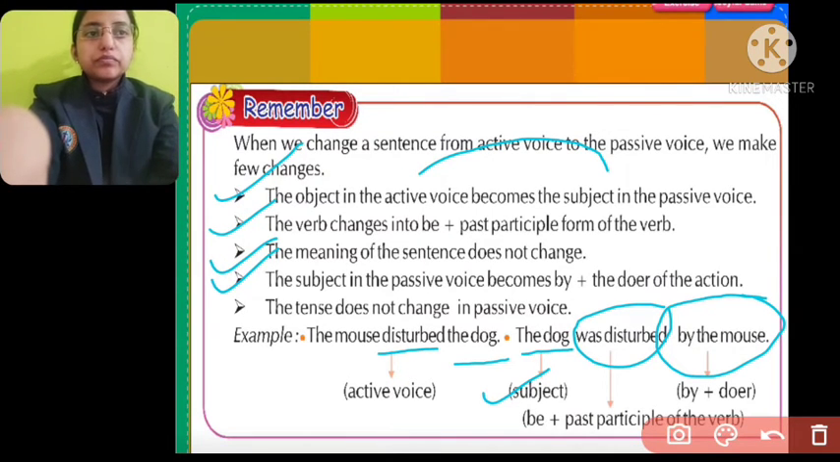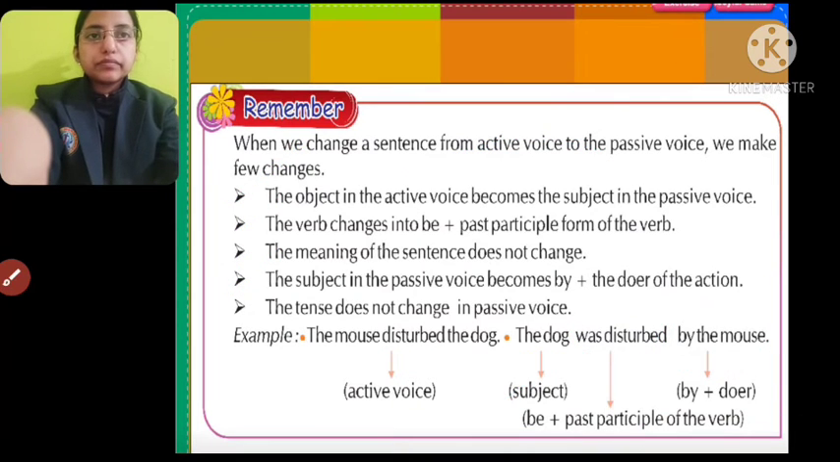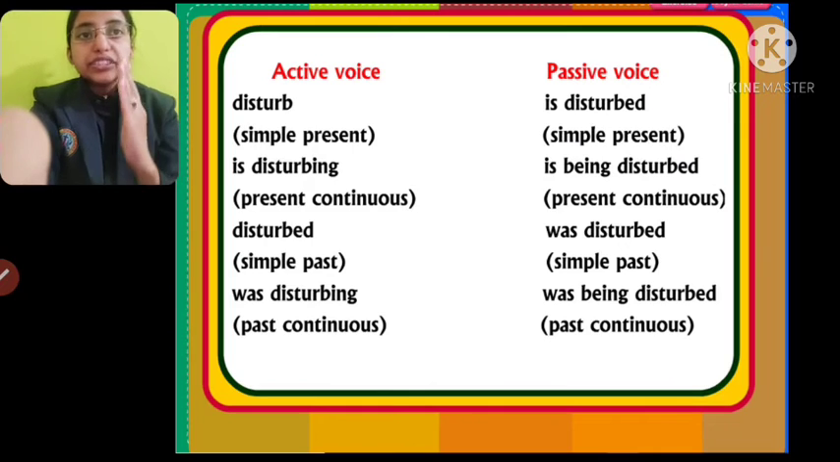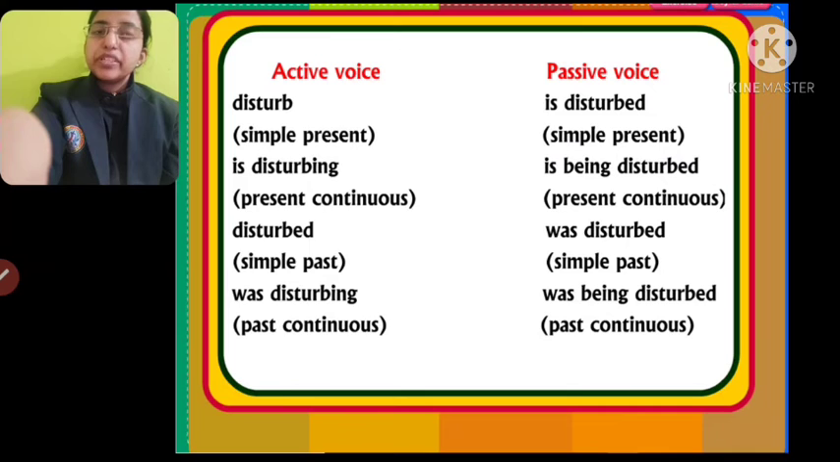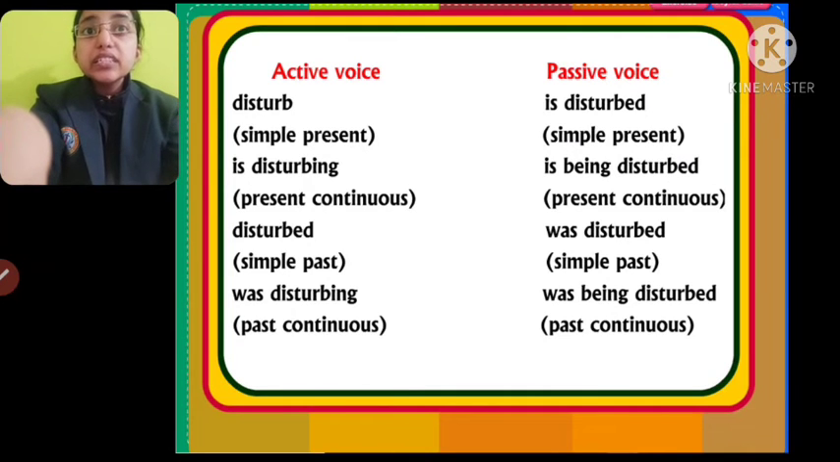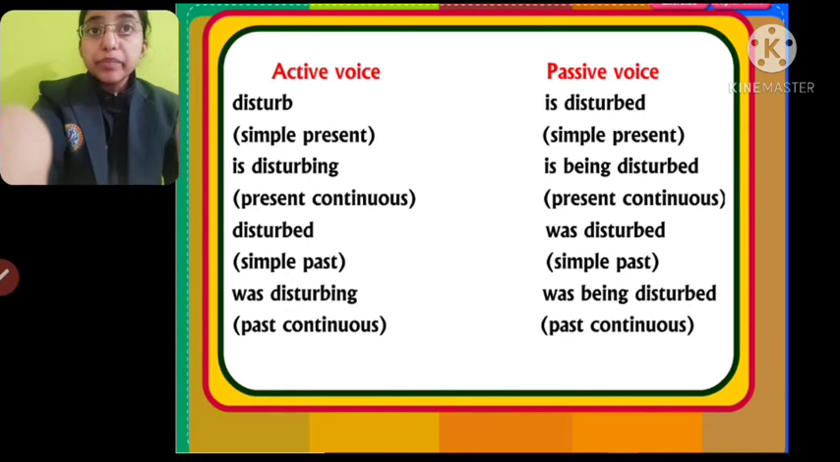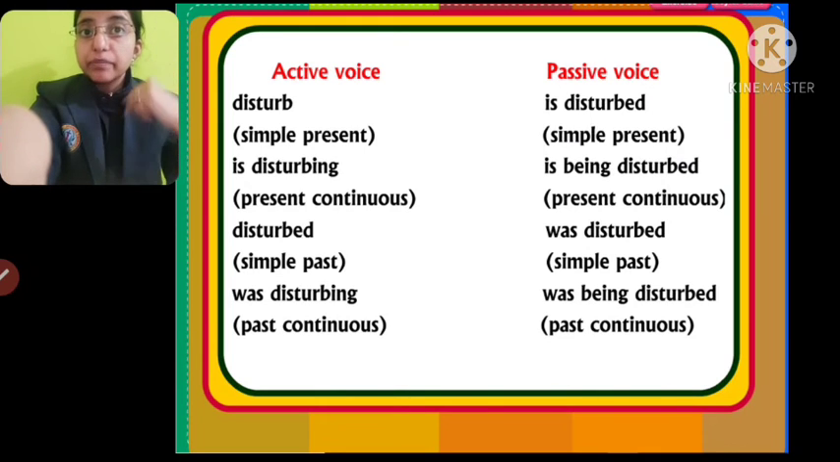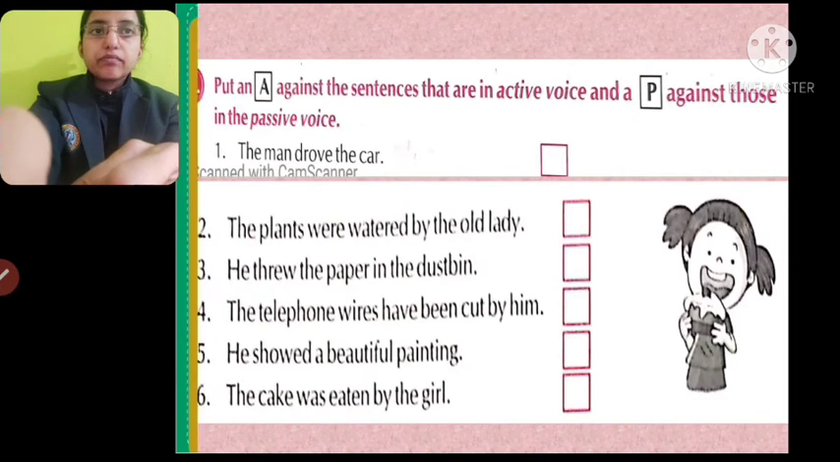Now, active voice, passive voice. See, disturb, simple present tense is disturbed. Simple present tense. Be plus past participle form of the verb. Is disturbing, is being disturbed. Disturbed, was disturbed. Was disturbing, was being disturbed. So, this all are the points which you have to keep in mind.